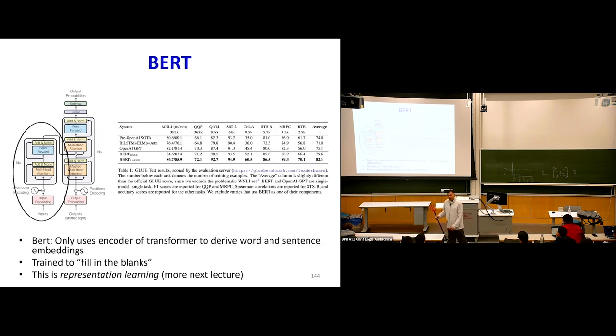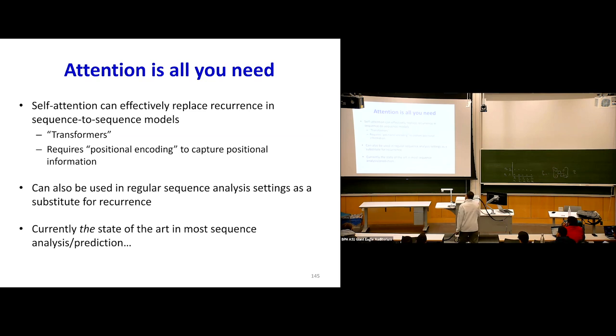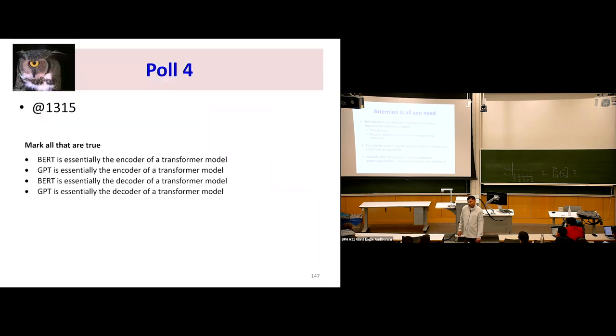And we might have seen various papers where they do everything from sentiment analysis to question answering and so on. There they actually use the encoder side, which generates representations for language, which is BERT. And so this paper, Attention is All You Need, says self-attention can effectively replace recurrence in sequence-to-sequence models. It requires positional encoding to capture positional information and can be used in pretty much any setting that has recurrence as a substitute for recurrence. This was a remarkable invention, and it's currently the state of the art in most sequence prediction models. And as it turns out, even in computer vision models, right?